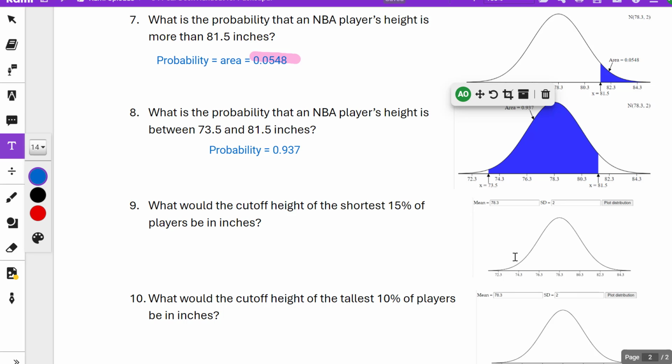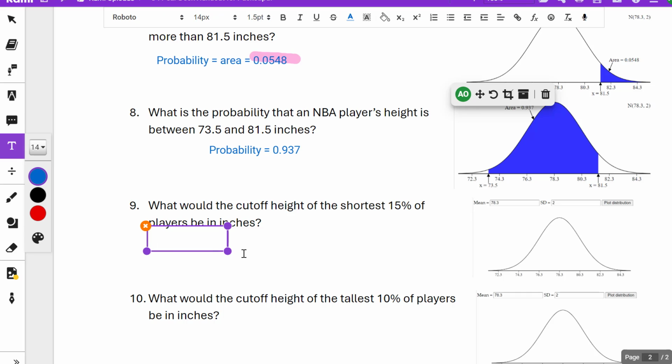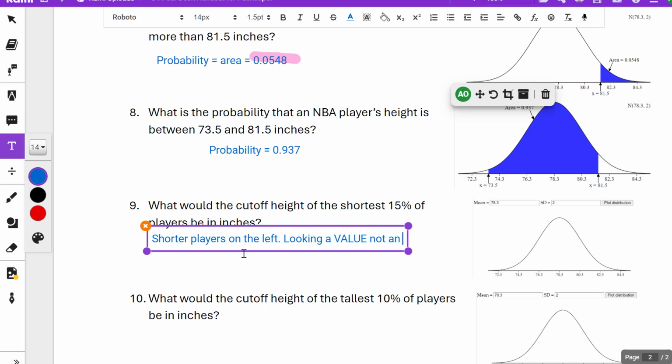All right. Then they say, what would the cutoff height of the shortest 15% of players be? So you know if they're on the shortest side, they're on the left here, right? Because these are the short players. These are the tall players. So shorter players on the left. Looking for a value, all right, not an area. So you got to switch it. Switch drop down.